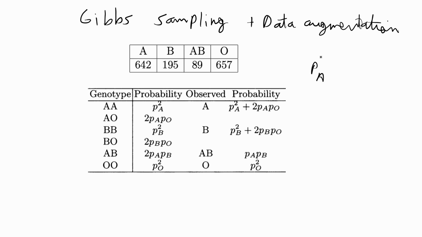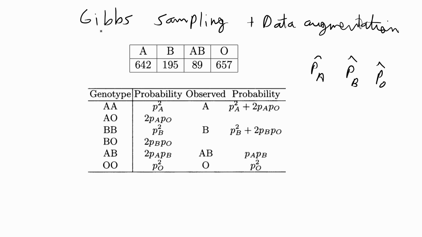What we want to estimate in particular is the genetic frequency of the different alleles, so the A, O, and B. So the problem is we have this sample data, and we want to estimate PA, the proportion of A, the proportion of B, and the proportion of O. So that's the main idea with the problem.